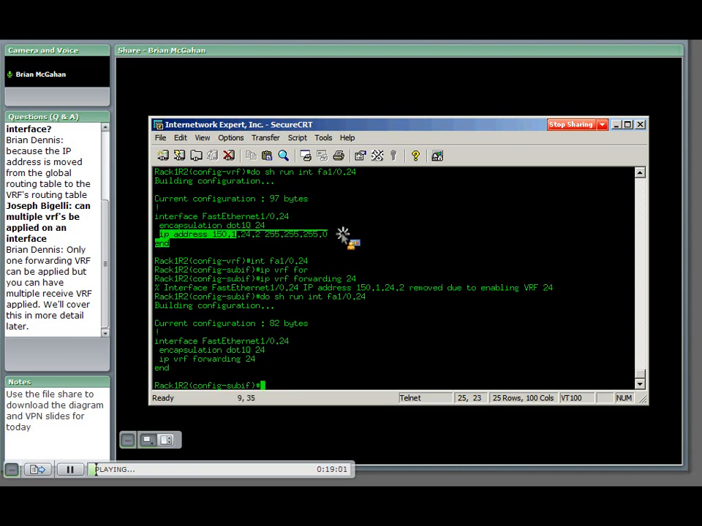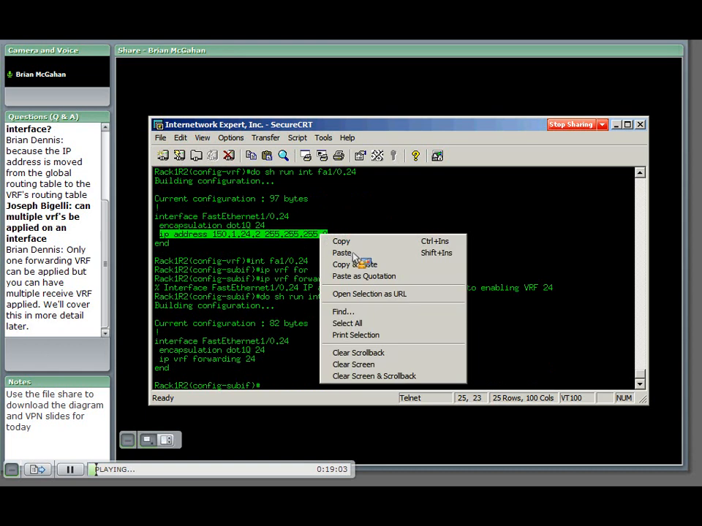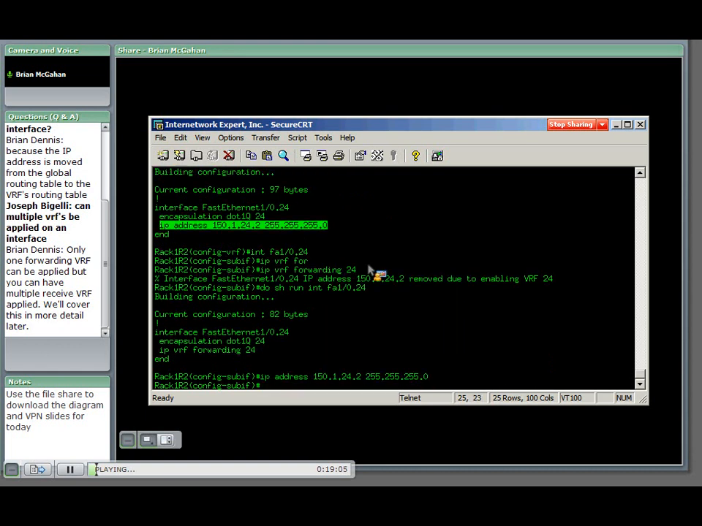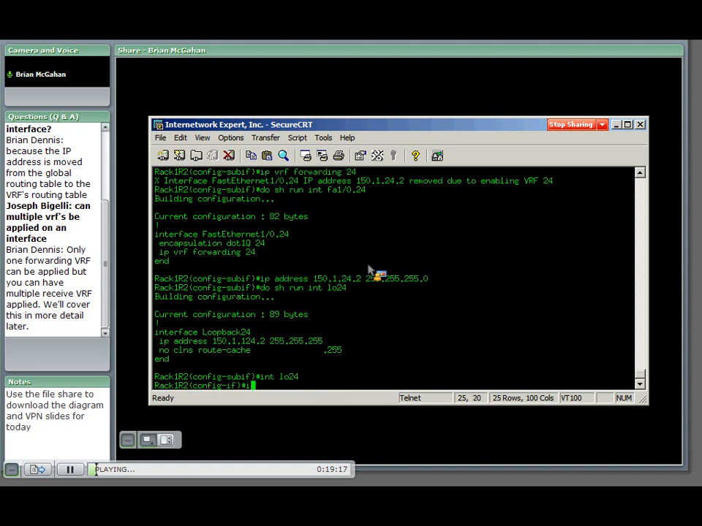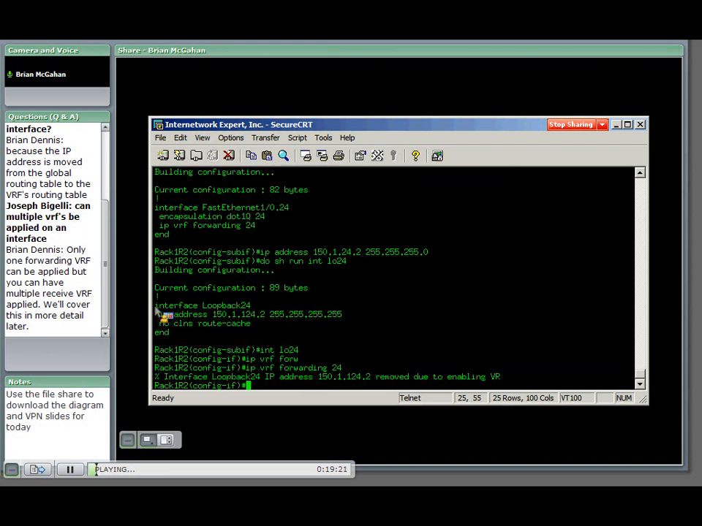Okay, so again, make sure that you check what your addressing is before you enable the VRF on the interface, because if there's an IP address on there, you're just going to have to go put it back in on the interface. You're going to have to reapply it. Okay, we'll do the same thing on the loopback here. So on loopback 24, we'll say ip vrf forwarding 24. Then we'll reapply our IP address.